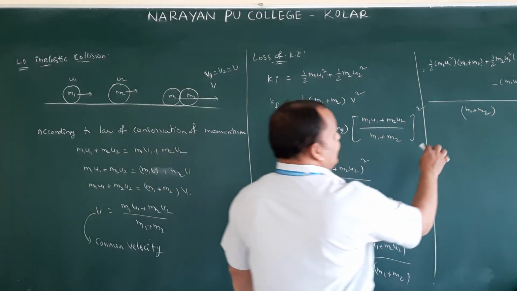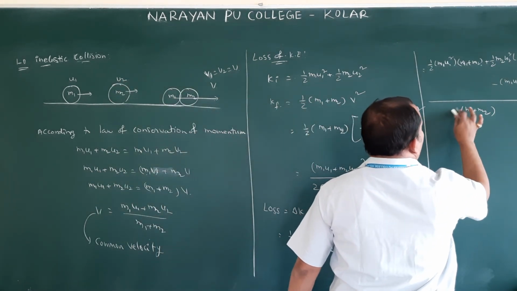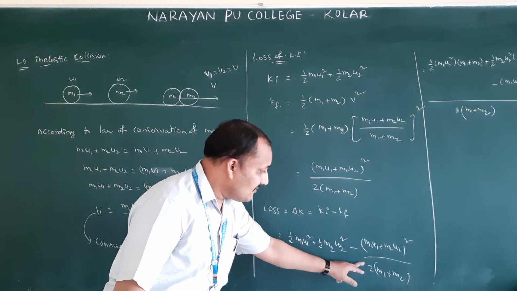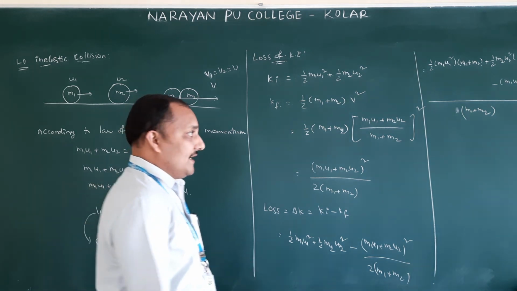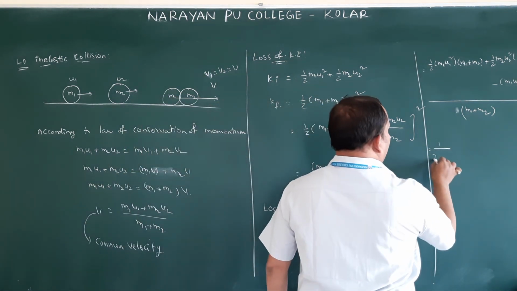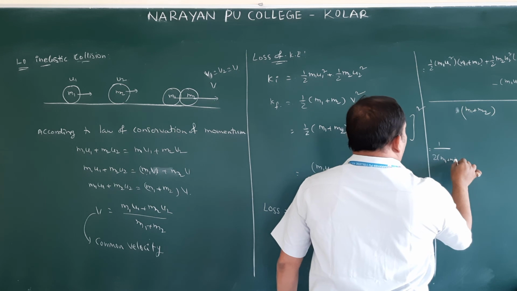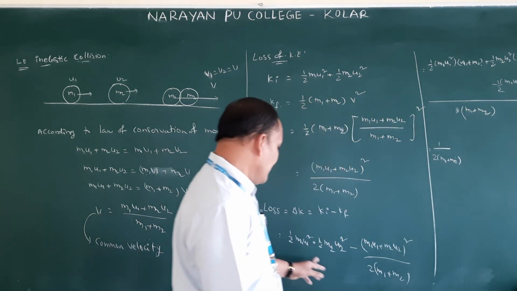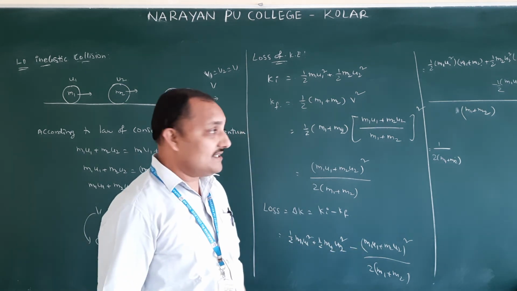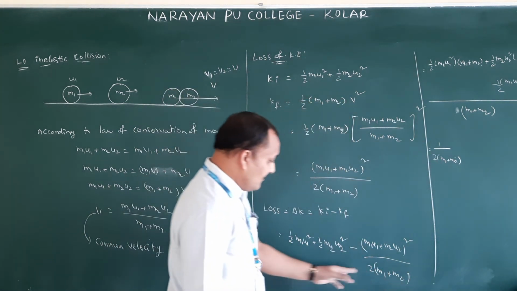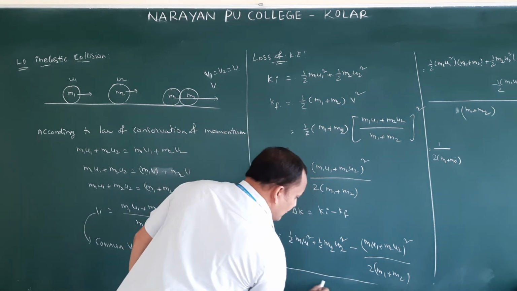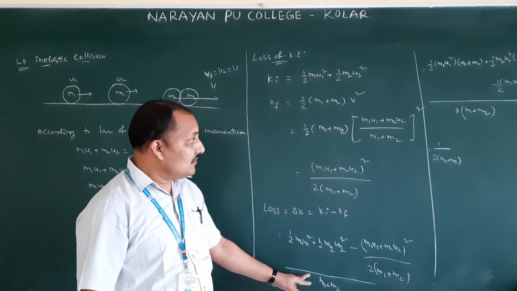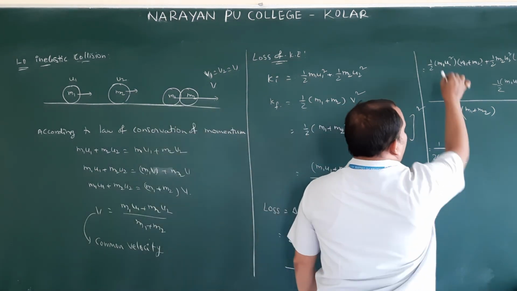So for all these, what is there? Half is there, 1 by 2 is there. So you can take this 1 by 2, and M1 plus M2 outside, common you can take. Half is there for this, 1 by 2 is there. So this 1 by 2 and this M1 plus M2 we have taken as LCM like this. You know how to take LCM. Okay, therefore this one and this two I wrote here. Remaining you can write within that.